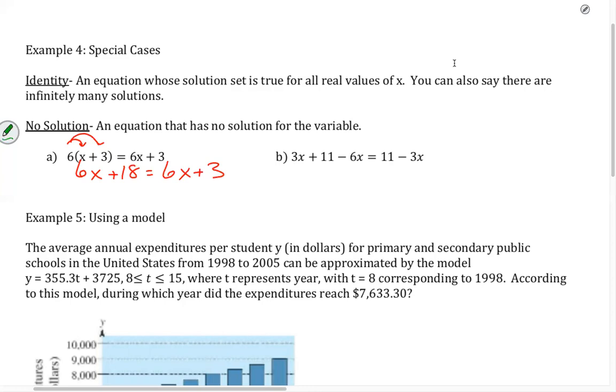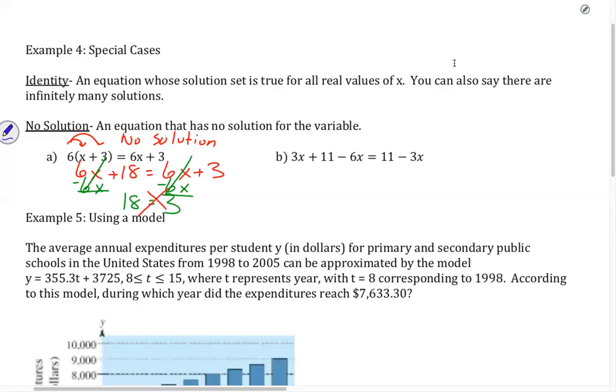If I go ahead and try and solve this, I subtract 6x from both sides. Those x's cancel, I'm left with 18. Those x's cancel, and I'm left with 3. So I have 18 equals 3, and that's not true. So that's where my no solution comes into play. The left did not equal the right.